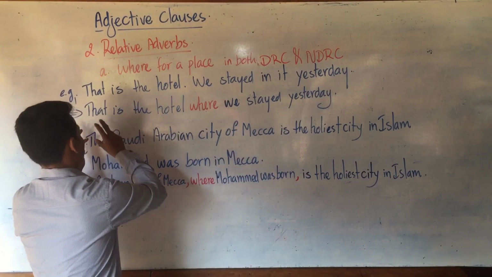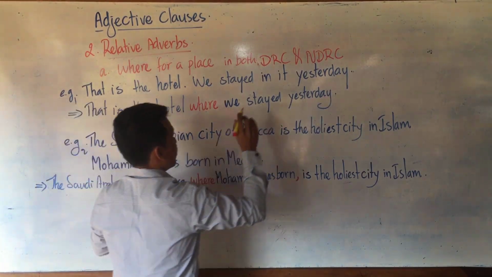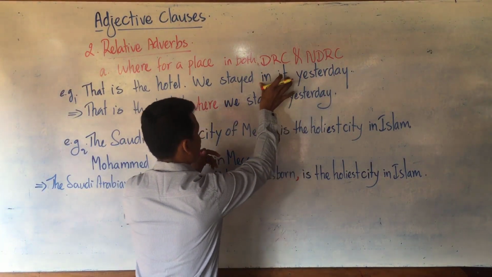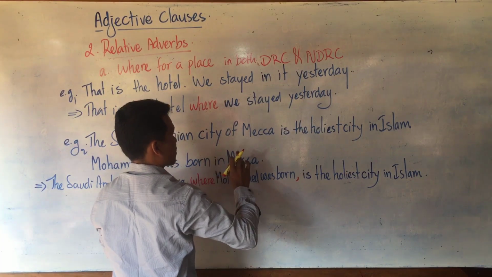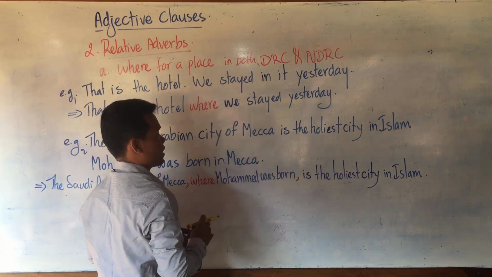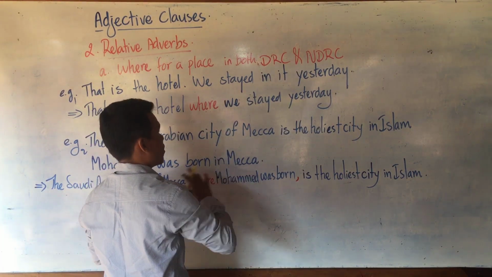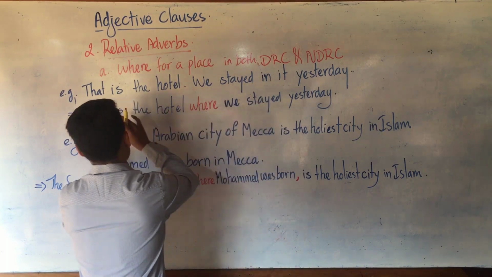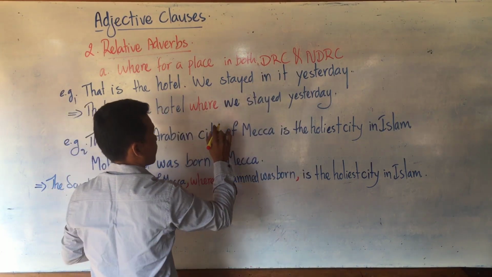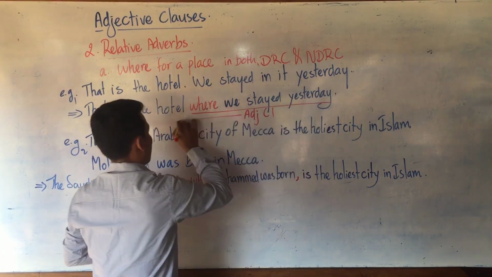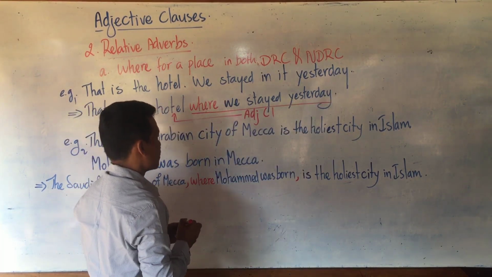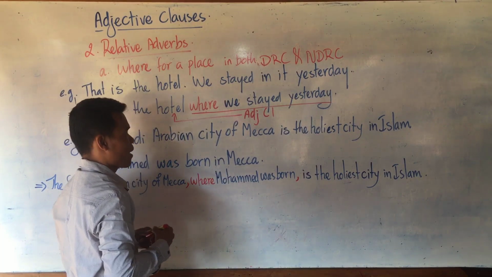Okay, look at that: this is the hotel where. So in which here, no need to use which, that, or the free symbol, as the symbol indicates that a relative pronoun is omitted. We have to use: that is the hotel where we stayed yesterday. So it is an adjective clause. You know where is a relative adverb.